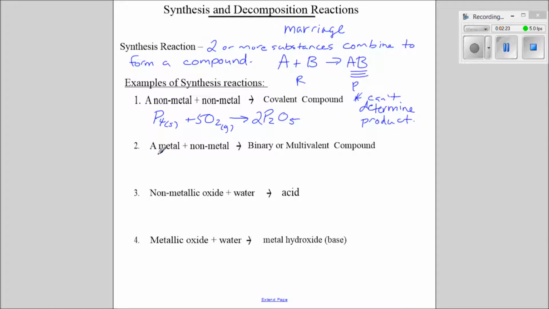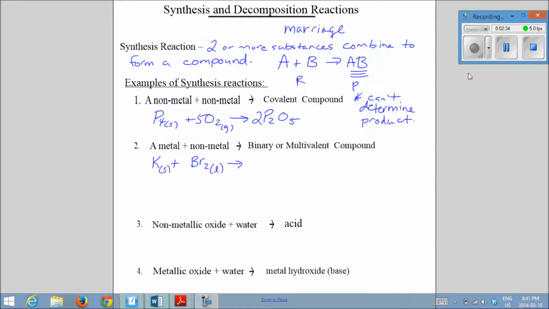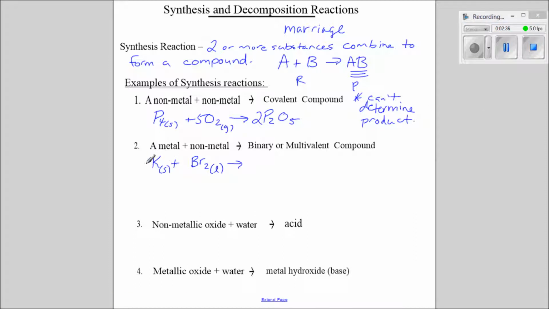The next situation is number 2, which is kind of the most important one: a metal plus a nonmetal will form either a binary or a multivalent compound. Let me show you what this one looks like. Let's look at an example here. I just made this one up. I picked a metal, potassium, and I picked bromine, which is diatomic, my nonmetal. We're going to add them together. And what we do to find out what they form is you just make an ionic compound because you have a metal and a nonmetal. And we know that potassium is a group 1 element, has a positive 1 charge. We know bromine is a group 7 element, has a negative 1 charge. You just cross it over and you get KBr.